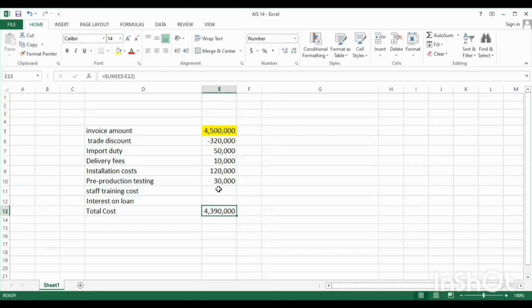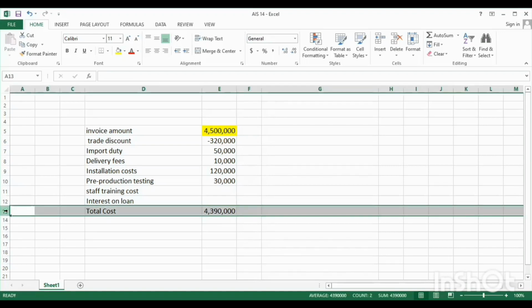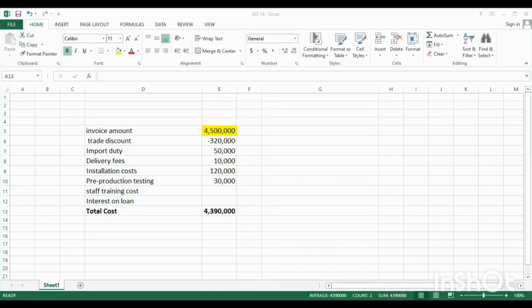So the cost of the asset is simply 4,390,000 as against 5,330,000 initially computed by the accountant.